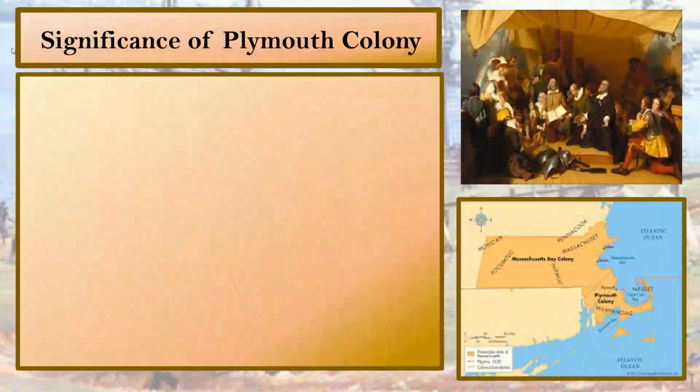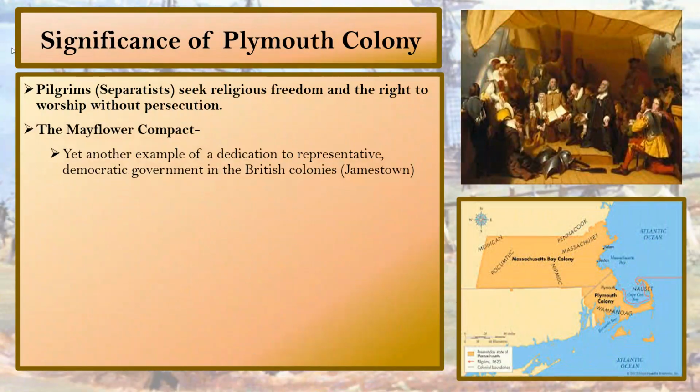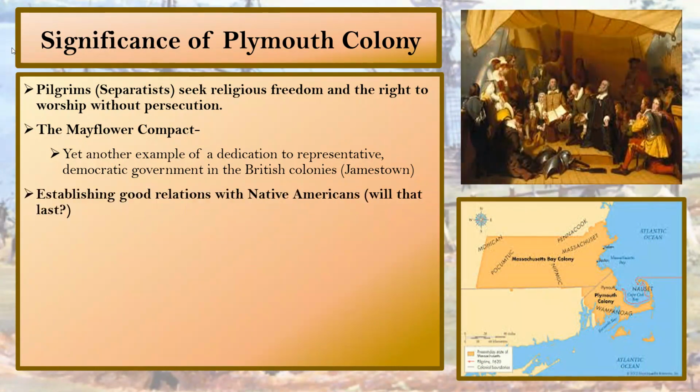Now, the significance of the Plymouth colony, it's incredible. Pilgrims, or separatists, seek religious freedom and the right to worship without persecution. When they get here, they form the Mayflower Compact, and this is another example of a dedication to representative democratic government in the British colonies, right? Jamestown had this with the House of Burgesses, and you see that the Mayflower Compact does the same thing for the Pilgrims. They established good relations with the Native Americans. Will that last? We'll see.